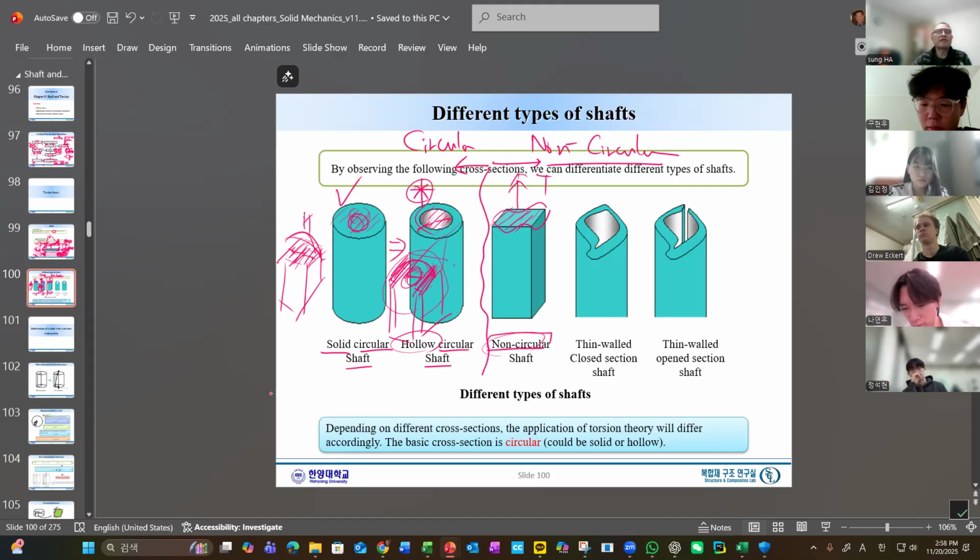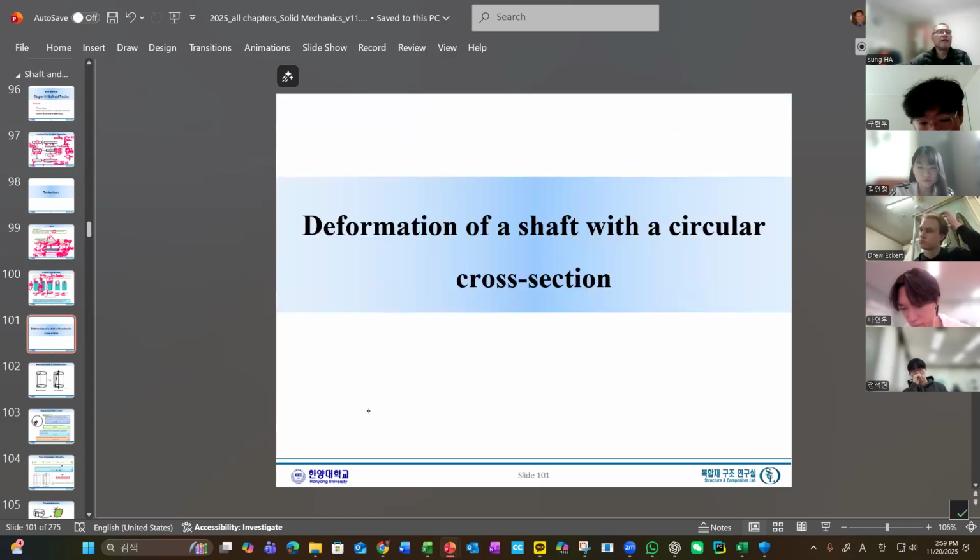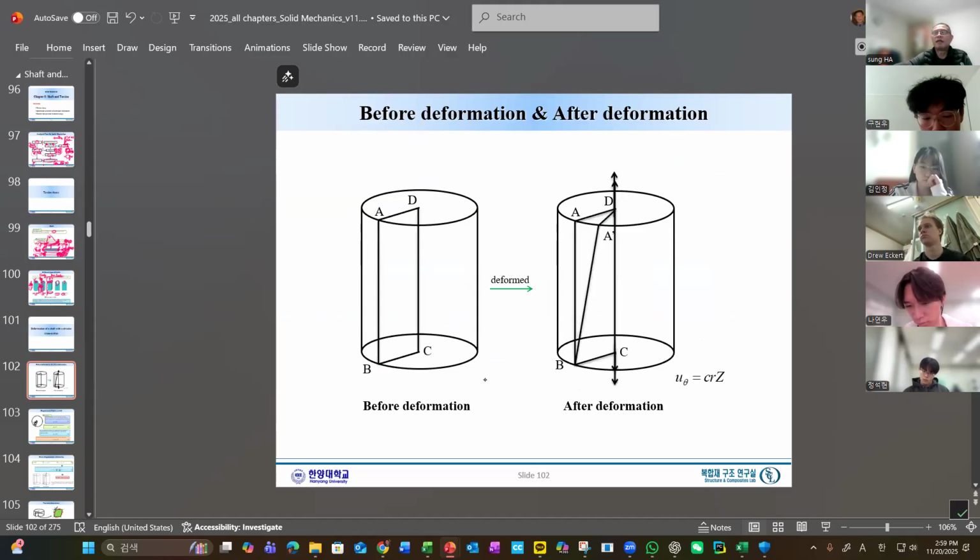The reason is very similar. This one is not so effective at supporting the shear load, and this one is much more. Then there is the thin-walled shaft. Thin-walled means an arbitrary cross section, but very thin. And this is the open one, with some slot open. Okay, so this is the definition, but again, I'd like to emphasize these structures. Now, as a first step of the theory for the shaft, we make an observation of deformation.